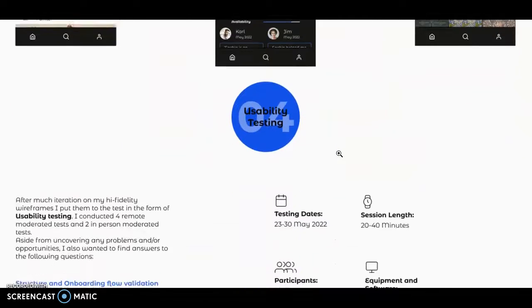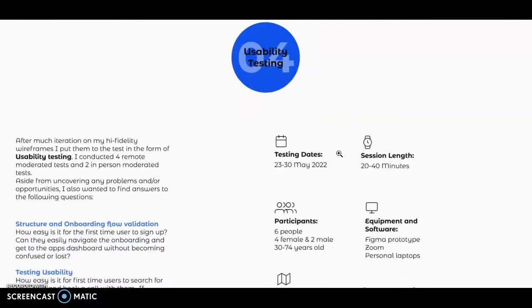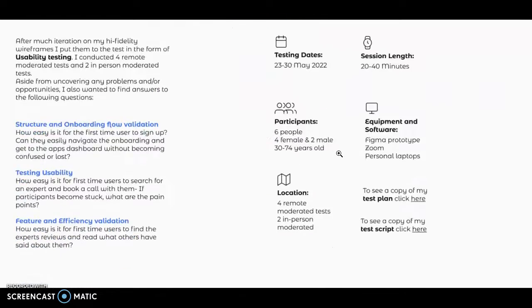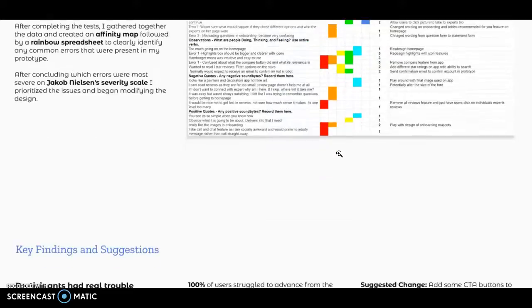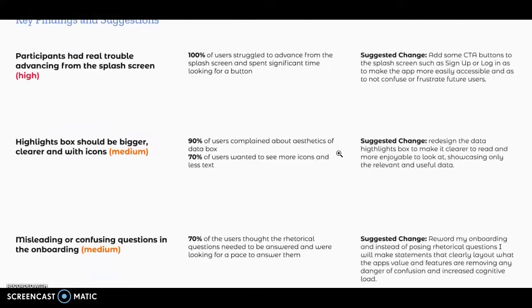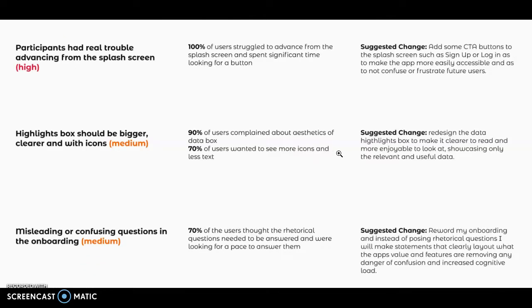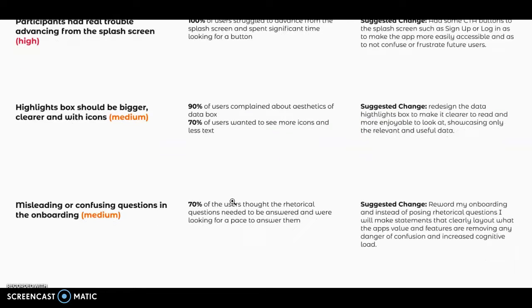Here you can see some of the key findings from the tests and what I was going to do to rectify the problems. Participants had real trouble advancing from the splash screen. The highlights box on the dashboard should be bigger, clearer, and with icons. And the misleading and confusing questions in the onboarding needed addressing.